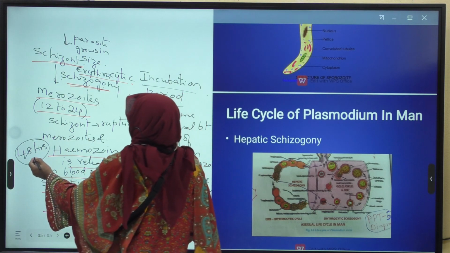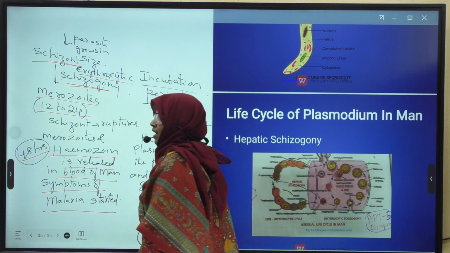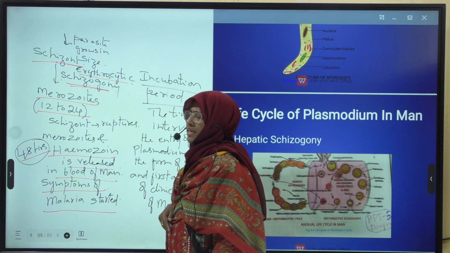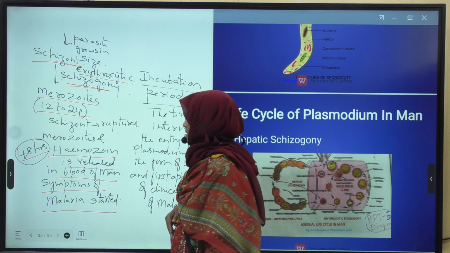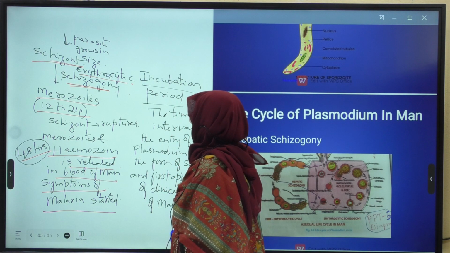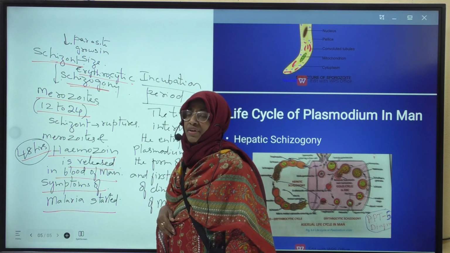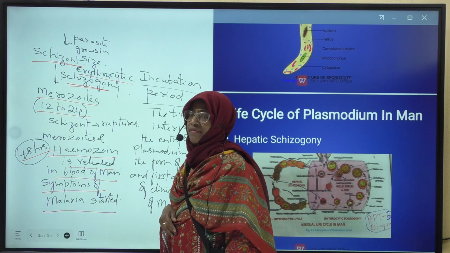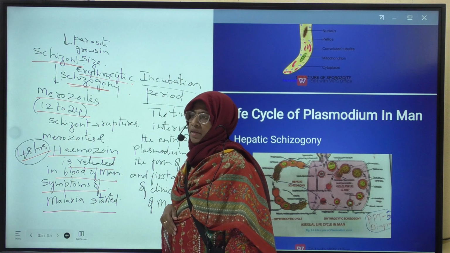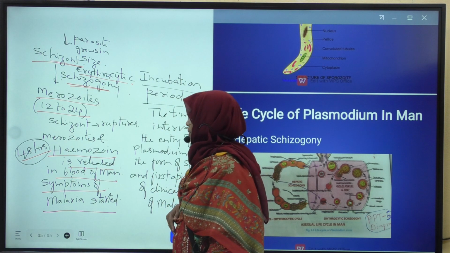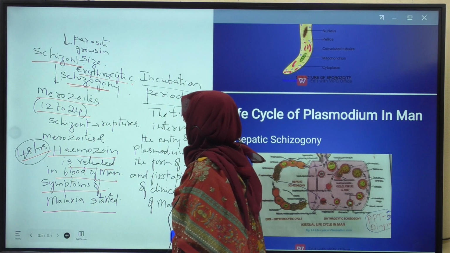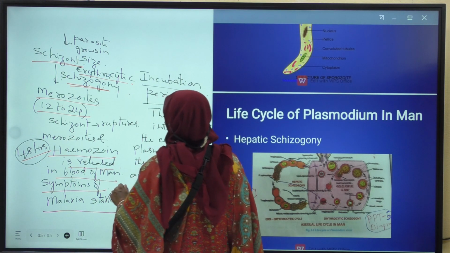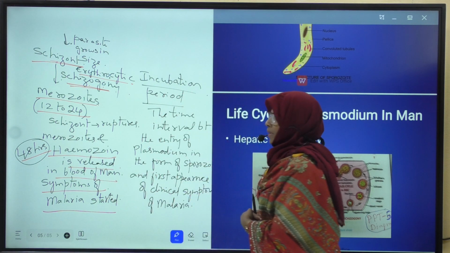The time duration for the erythrocytic cycle is 48 hours. Means it is completed within 2 days. The malarial fever caused by Plasmodium vivax is called benign tertian malaria. Benign tertian malaria.